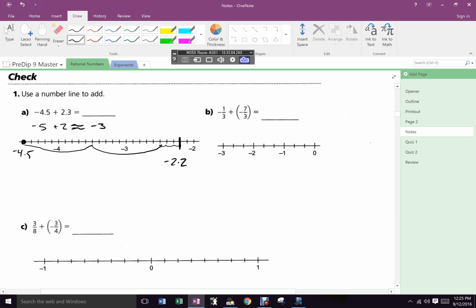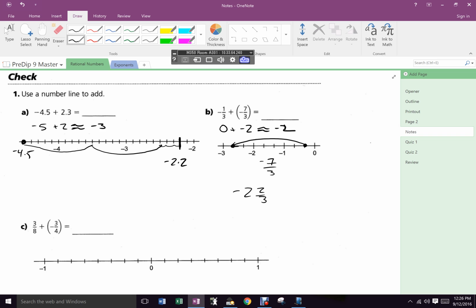Cool? All right. Negative 1/3, which I'm going to call 0, plus negative, what's that close to? Negative 2. So my answer is approximately negative 2. It's the estimate. Negative 1/3, and I'm split into thirds, so I got to go down 7 more. 1, 2, 3, 4, 5, 6, 7. There it is right there. Negative 7/3. And my answer is negative 2 and 2/3. Cool?